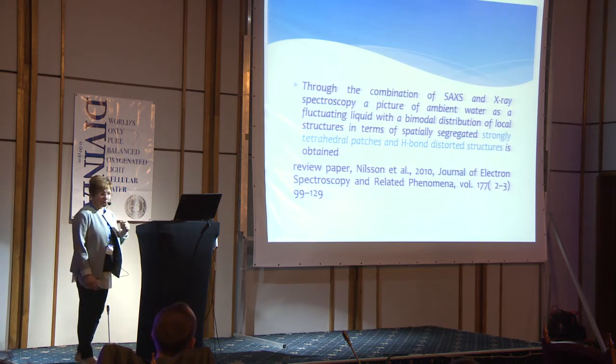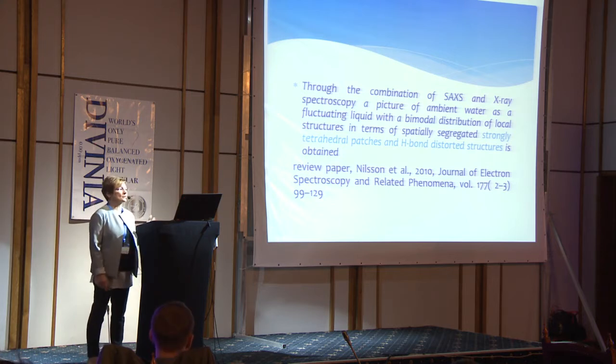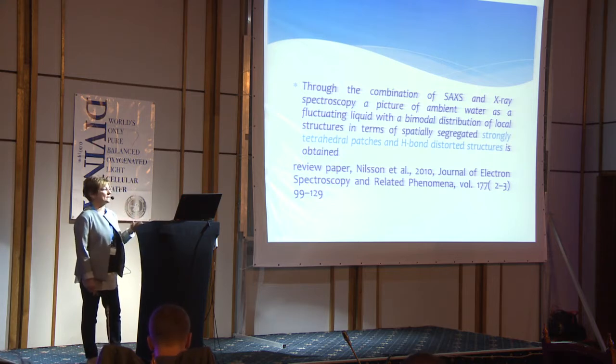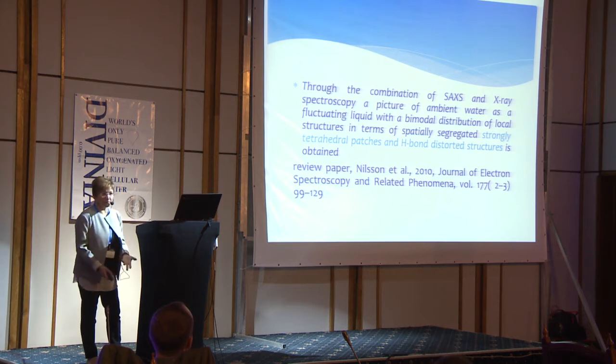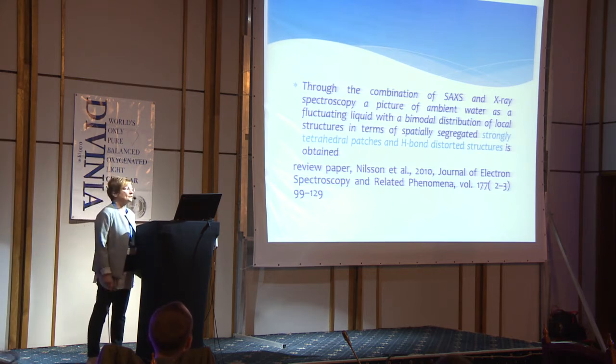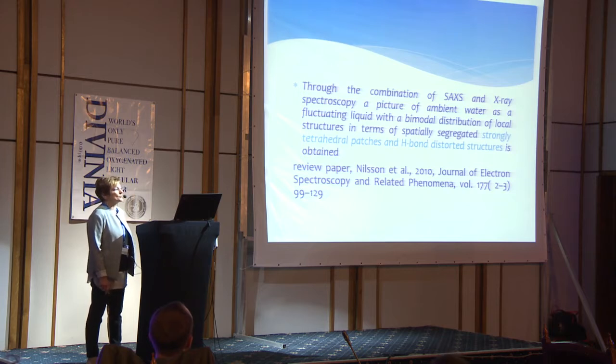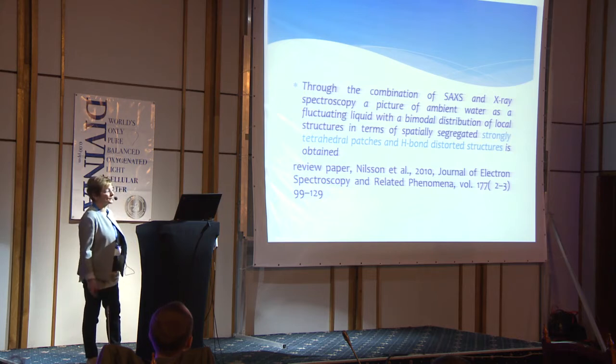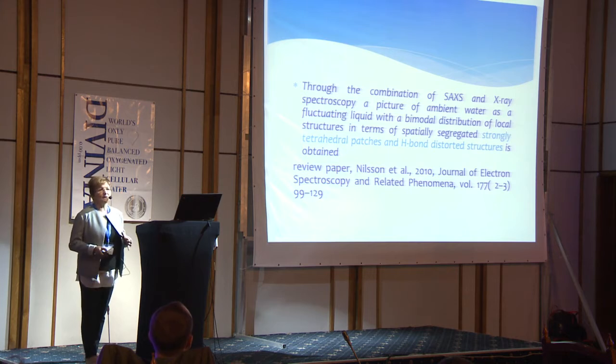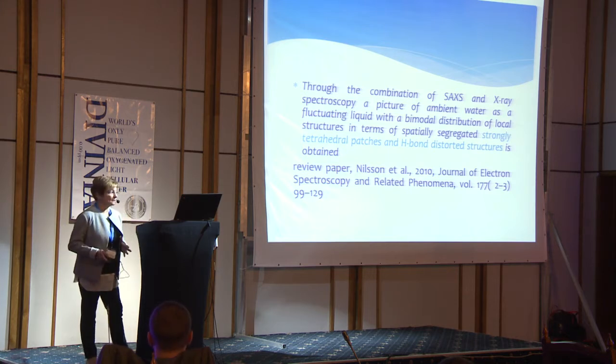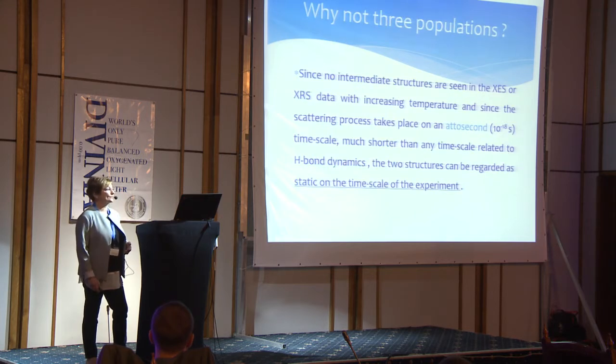The conclusion of the paper was that through the combination of small angle X-ray scattering and X-ray spectroscopy, we have a picture of ambient water, that is important, it's normal state water, as a fluctuating liquid with a bimodal distribution of local structure in terms of spatially aggregated, strongly tetrahedral patches and H-bond distorted structure. So they say there is something inside water. Probably this is due to the H-bond, but it's absolutely clear that we have two different separate structures.